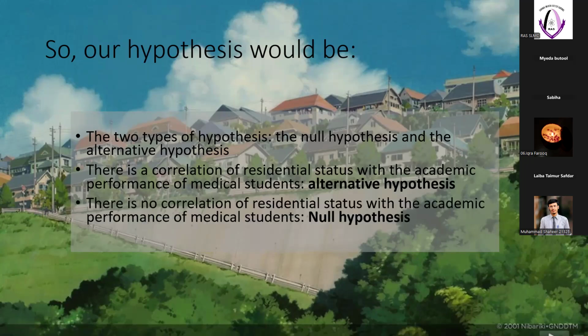Okay. So this is the alternative hypothesis, that there's a correlation of residential status with the academic performance of medical students. And the null hypothesis would be there's no correlation of residential status with the academic performance of medical students. And also just remember that we're also considering the health status. So I haven't written down the other two hypotheses, but there's another alternative hypothesis stating that there is a correlation of residential status with the health status of medical students, and the null hypothesis likewise.